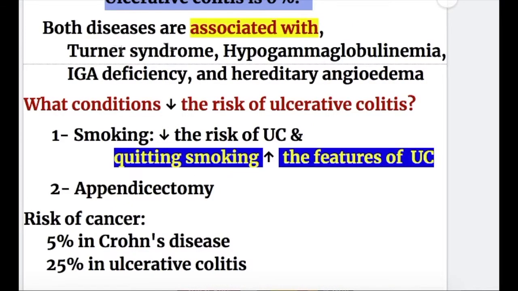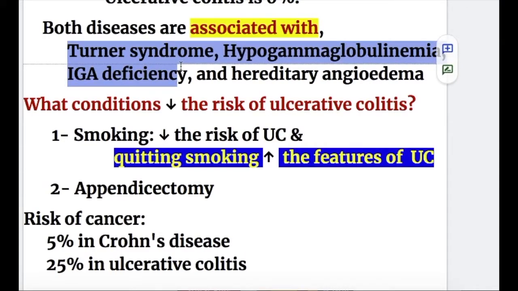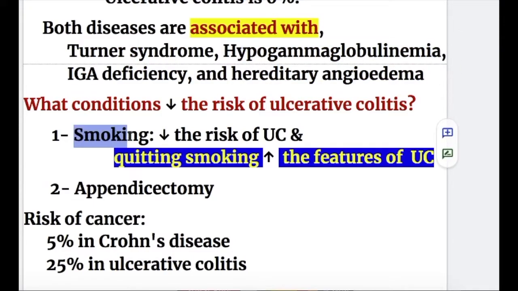Both these diseases may be associated with Turner syndrome, hypogammaglobulinemia, IgA deficiency, and hereditary angioedema. So what conditions decrease the risk of ulcerative colitis? As I already explained, smoking decreases the risk of ulcerative colitis, and quitting smoking increases it, and number 2, appendicectomy also decreases the risk of ulcerative colitis.